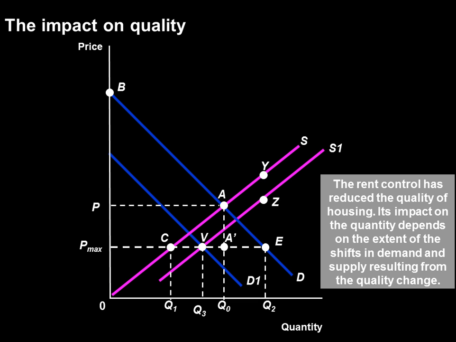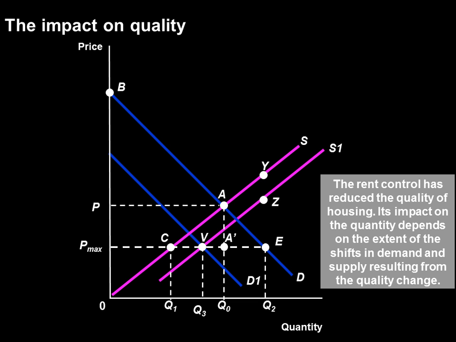In our diagram, the new equilibrium level is at point V. The equilibrium price has settled to the rent control price, P max, and the quantity is Q3. In our particular case, the intersection of the new demand and supply, D1 and S1, actually shows a lower quantity being demanded and supplied. That is, Q3 is actually lower than Q0, the actual quantity demanded and supplied before the rent control.